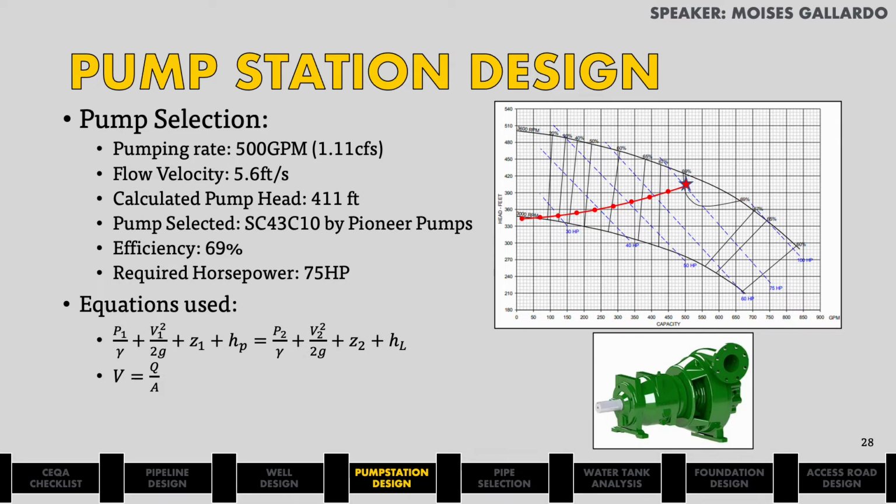The pump that was selected was the model SC43C10 by Pioneer Pumps, which has a max head of 490 feet and a max pumping rate of 800 gallons per minute. By graphing our system curve and displaying it on top of our pump's performance curve, we can see that at a rate of 500 gallons per minute, the pump will run at a 69% efficiency and will require a motor of 75 horsepower.